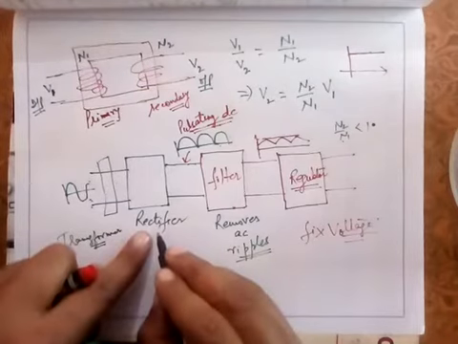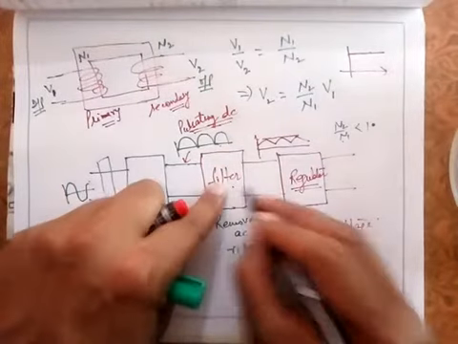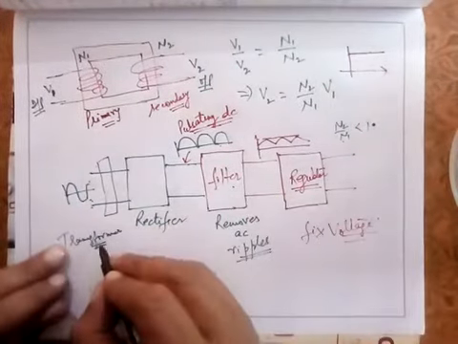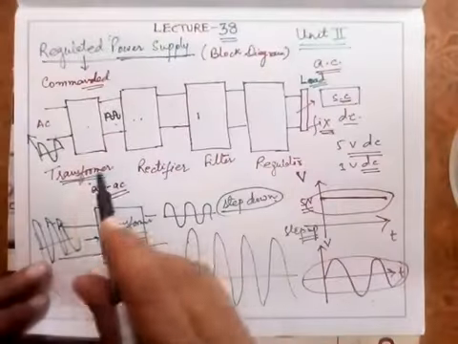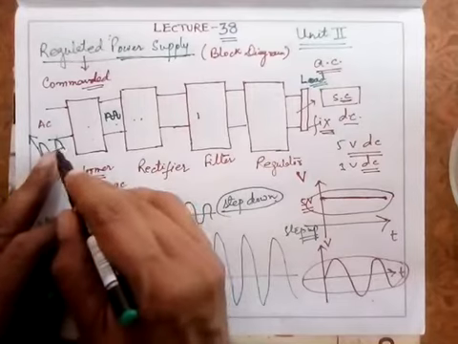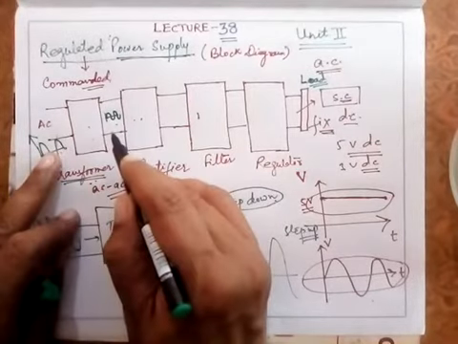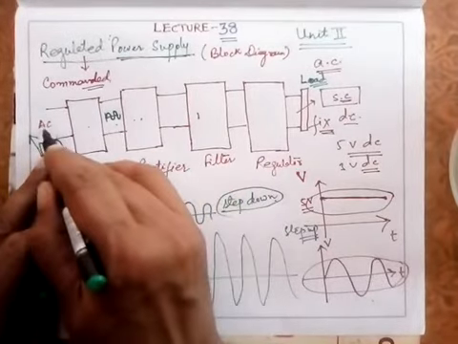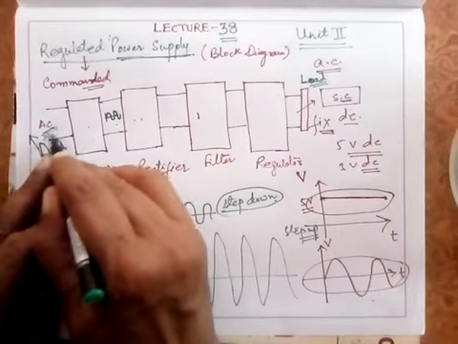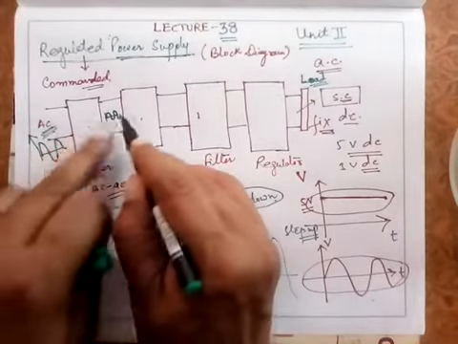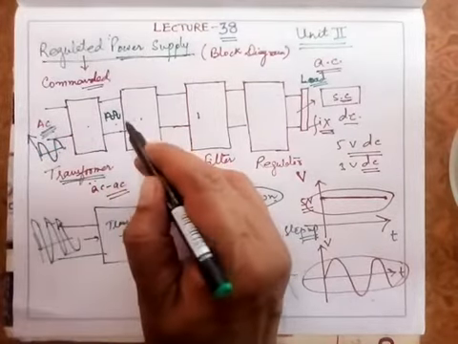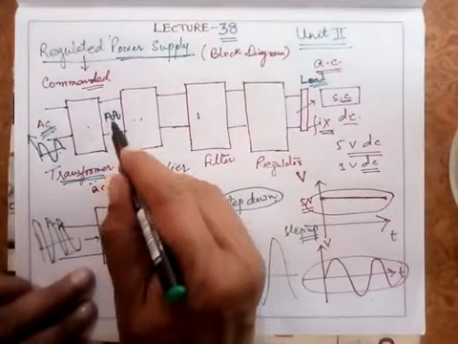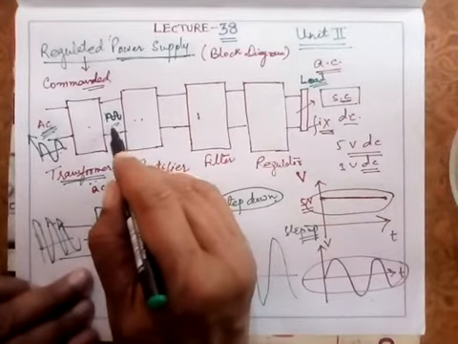Followed by a rectifier. Then you have a filter and a regulator. This transformer either steps up or steps down the voltage signal, the input signal, whatever you obtained here. Although in 99% of cases we have a step down transformer for our household appliances. It is step down here.